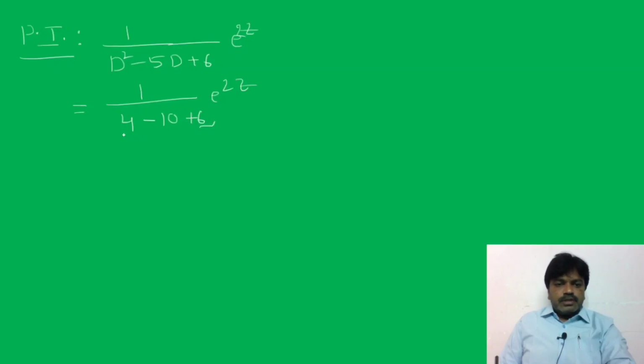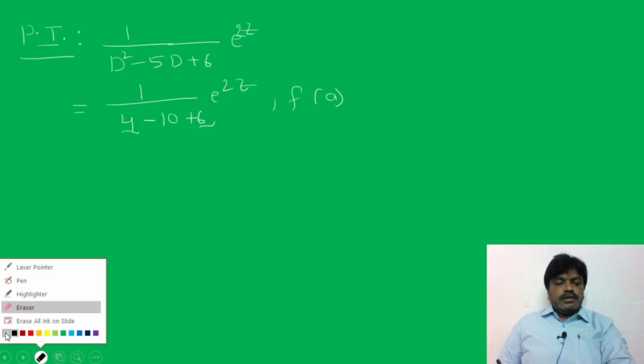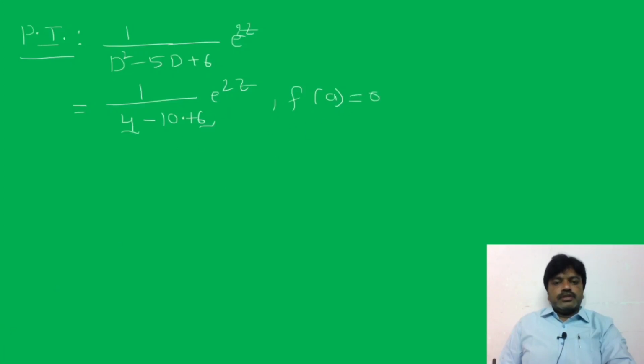Now see, friends, here 4 plus 6 is 10, 10 minus 10, so the value is 0 here. So in such cases, f of a is equal to 0. Simply write z divided by the derivative of the denominator with respect to D: D square minus 5D plus 6, into e power 2z.